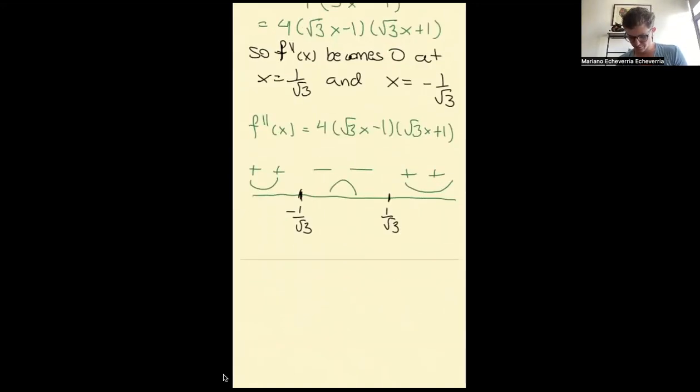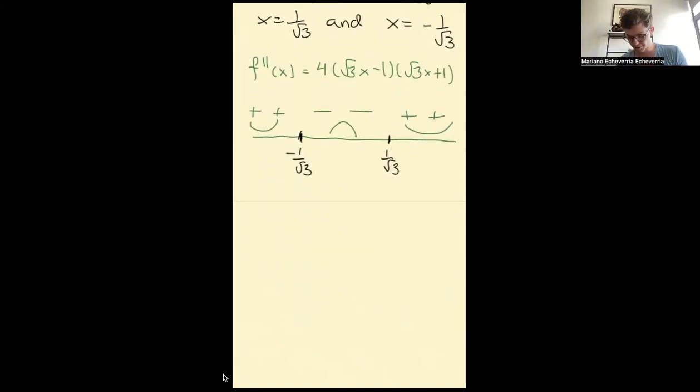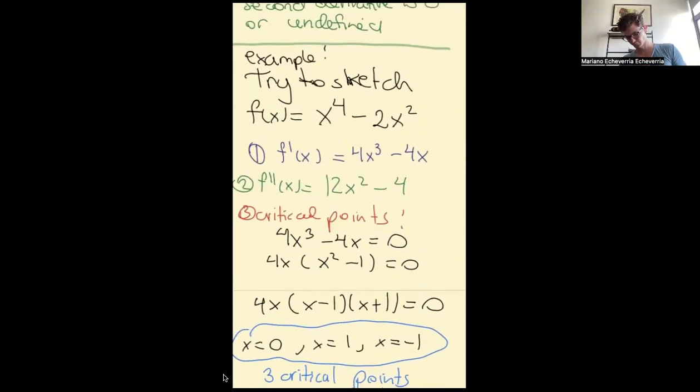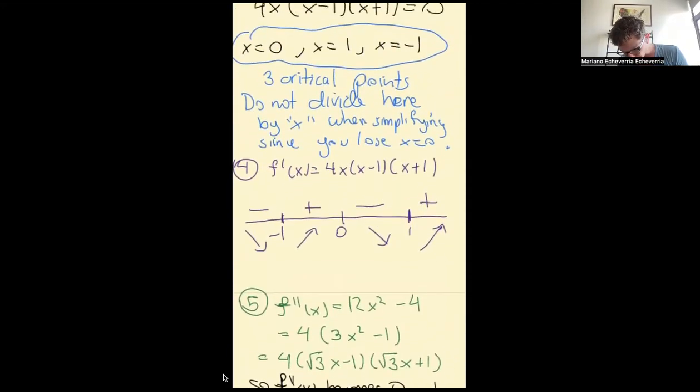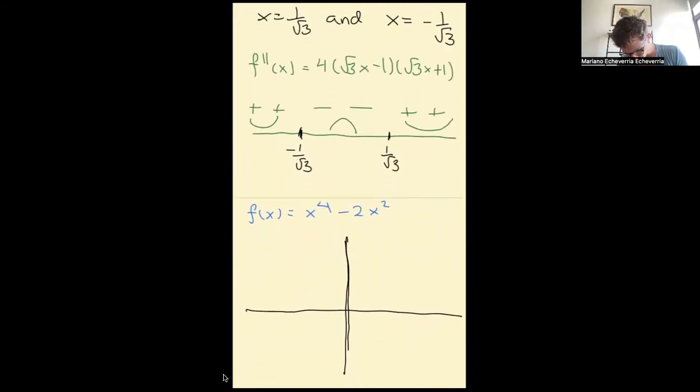Okay, so again, the function was x to the 4 minus 2x squared, where we found 3 critical points. Let me put those in purple.